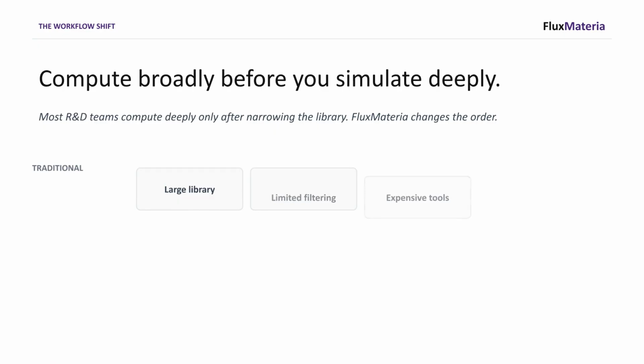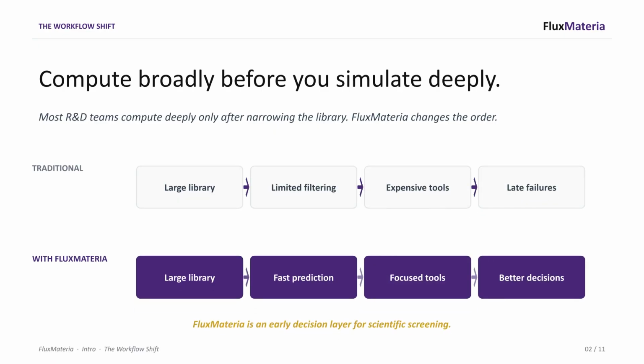The point is not to replace every downstream method. The point is to make those methods more selective. The question is, why does this even need to exist? Why is this the right moment for something new?